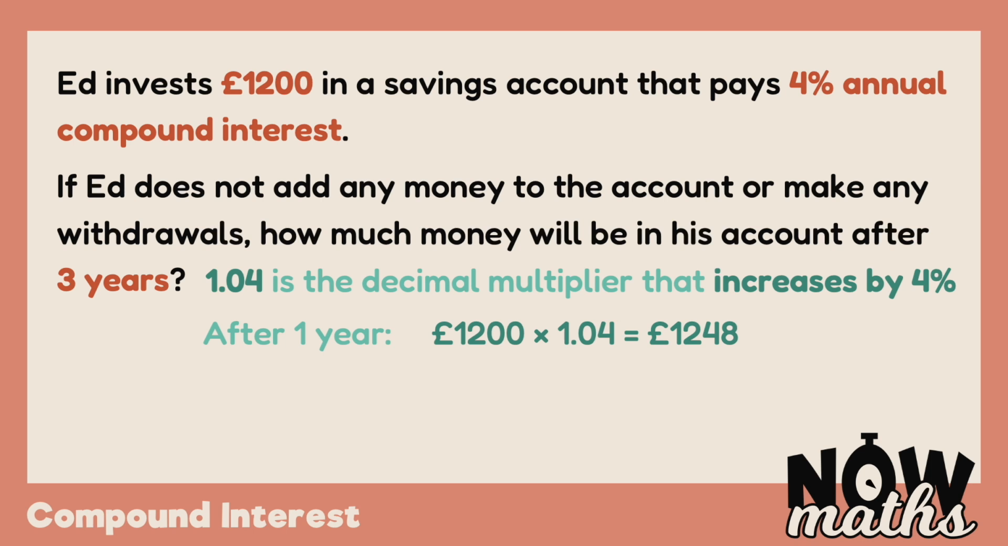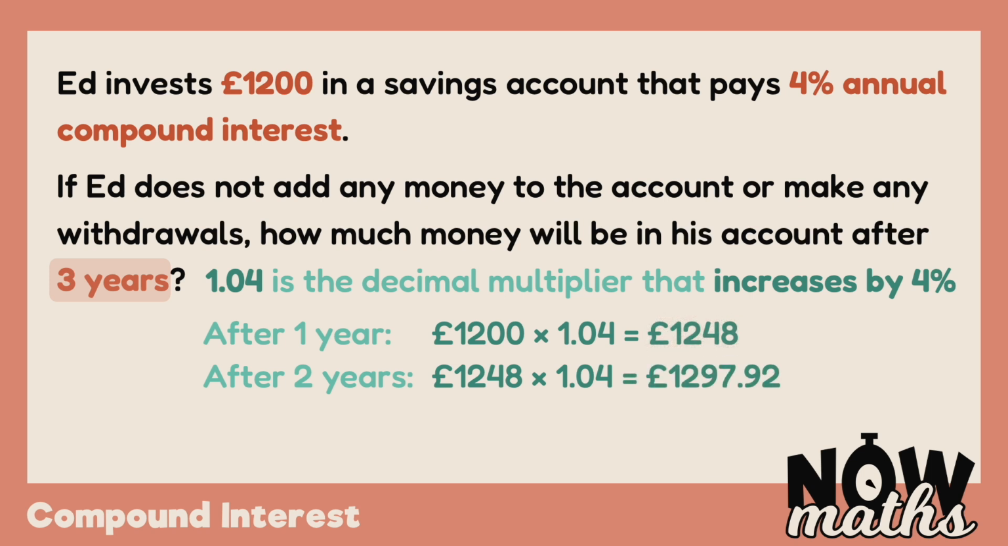Now the question asks us how much will be in his account after 3 years. So now we need to work out how much he'll have after 2 years and then how much he'll have after 3 years. So after 2 years, he'll have the amount that he had at the end of the first year increased by another 4%. So we're going to do £1,248 multiplied by 1.04, which tells us that he'll have £1,297.92 after 2 years.